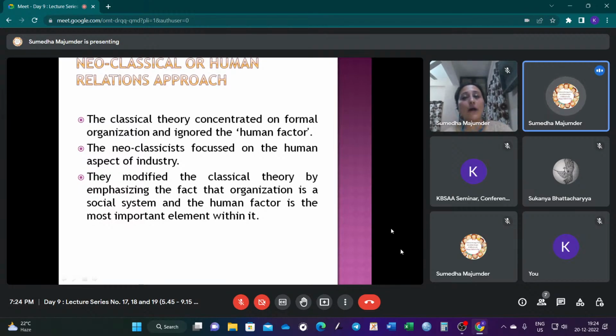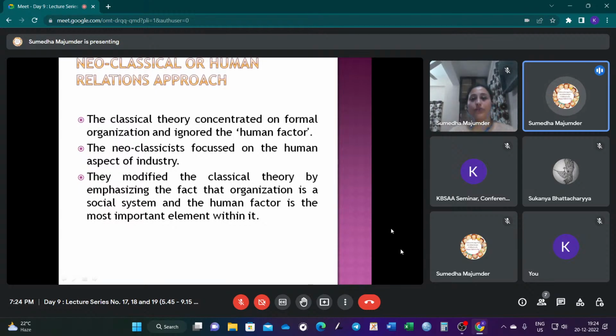actually believed that workers are nothing but a factor of production. So that is why the business is paying the compensation. That is why they are working for the organization, nothing more than that. But the neoclassical approach believes that workers are the human factors. That means they have emotional and sentimental factors. So that is the basic difference between the neoclassical and classical approach.